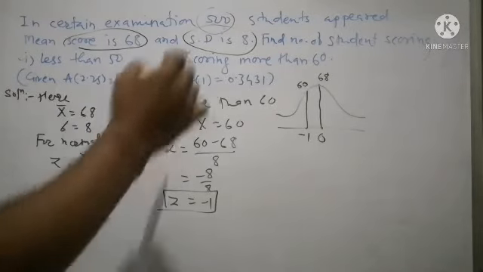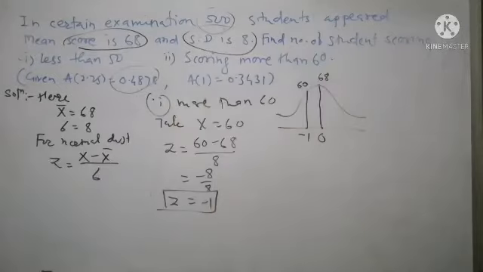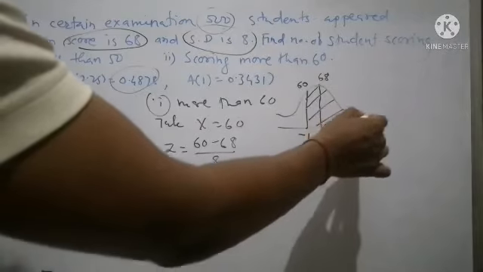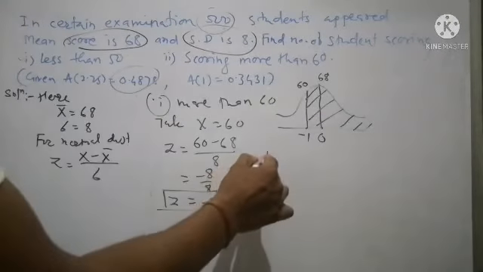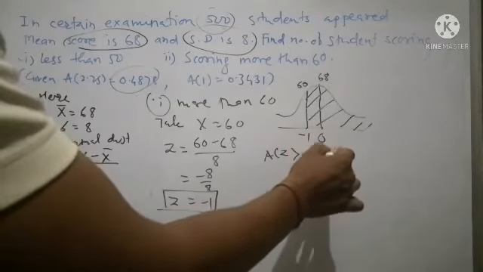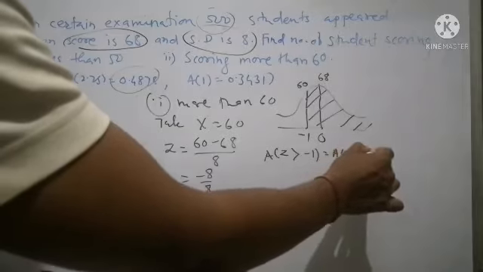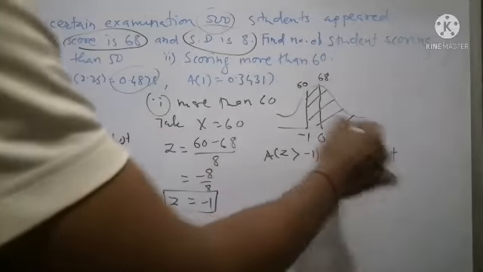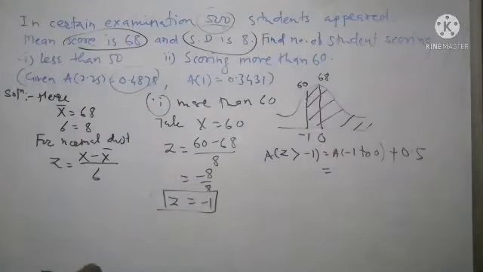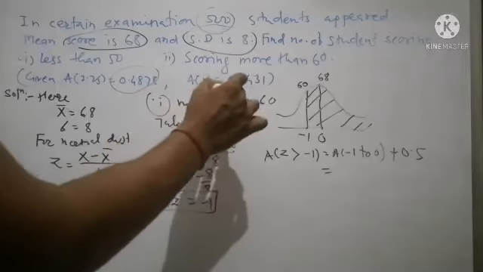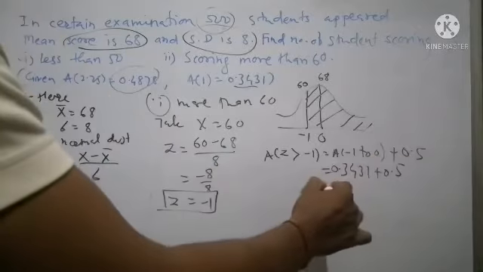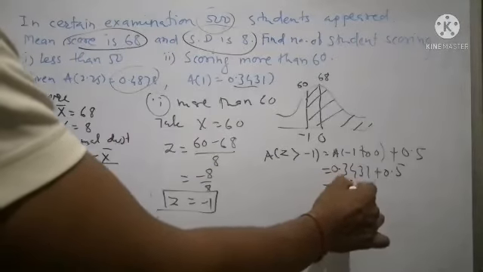Now we have to find the number of students having scored more than 60. More than 60 means the area which is on the right hand side of this line. As you can observe, the area having z greater than minus 1 is equal to the area from z equal to minus 1 to 0, plus the area on the right hand side, which is 0.5. The area from minus 1 to 0 is given as 0.3431, plus 0.5. Now addition, so 0.8431.